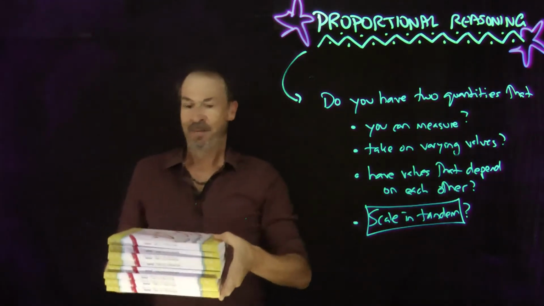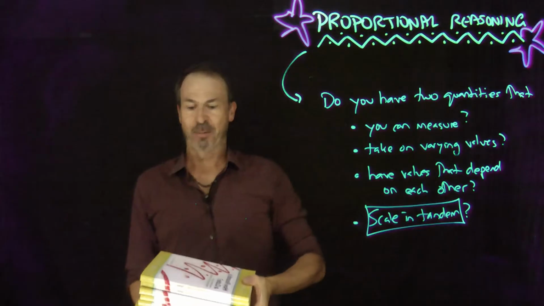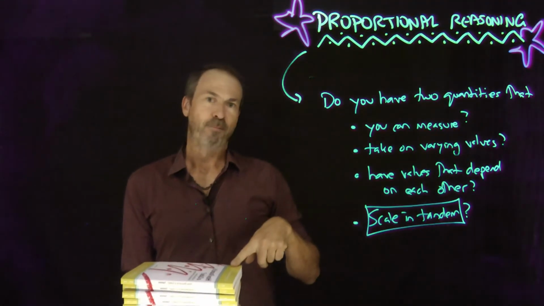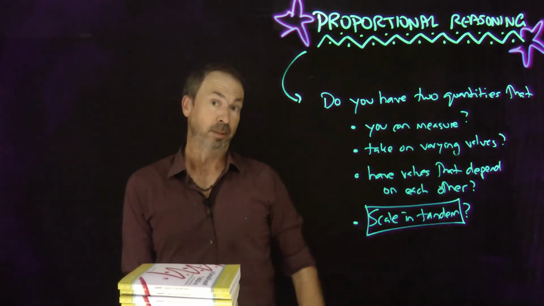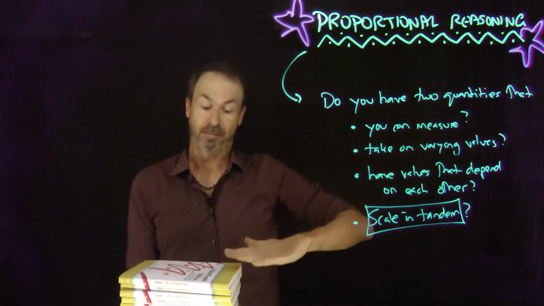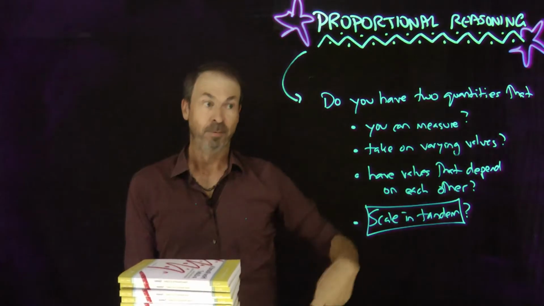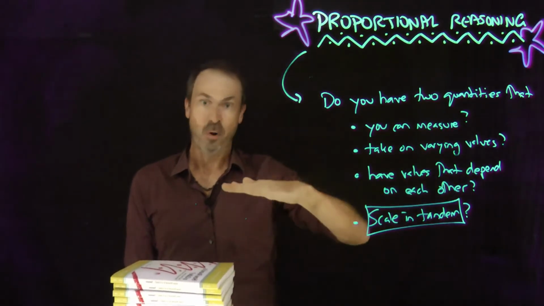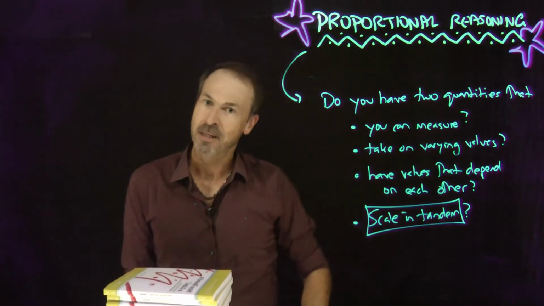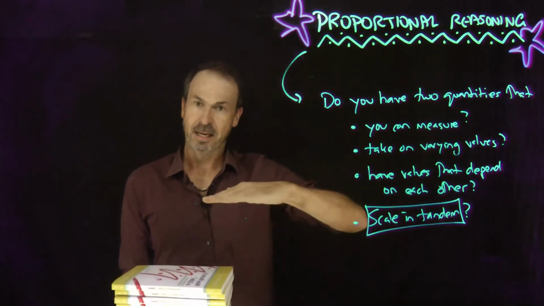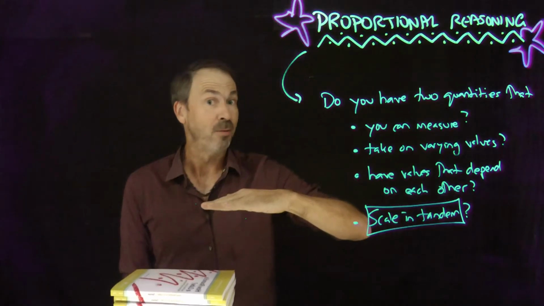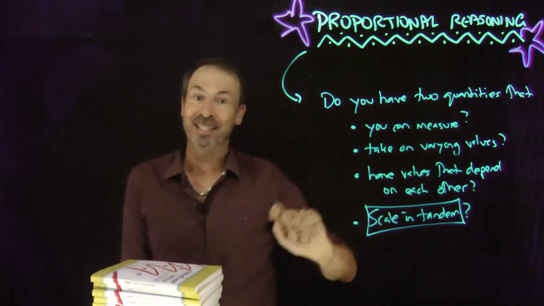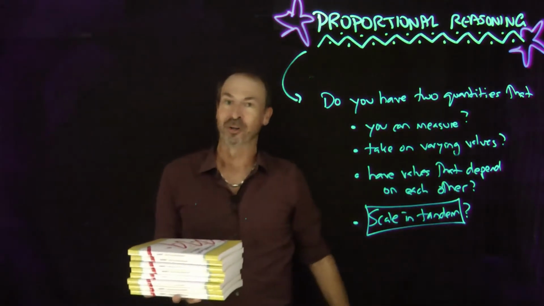Now, if I rest this pile of books on the tabletop, which I think is probably about there on the camera, and said, okay, what about the count of books and the height from the ground? Yes, I still have 2 quantities I can measure, the count of books and the height from the ground. They vary, yes, more books, bigger height. They depend on each other, yep. But do they scale in tandem? If I double the number of books to here, have I doubled my height from the ground? No. Now I'm in a scenario that doesn't scale in tandem. I'm not going to be in a proportional relationship.